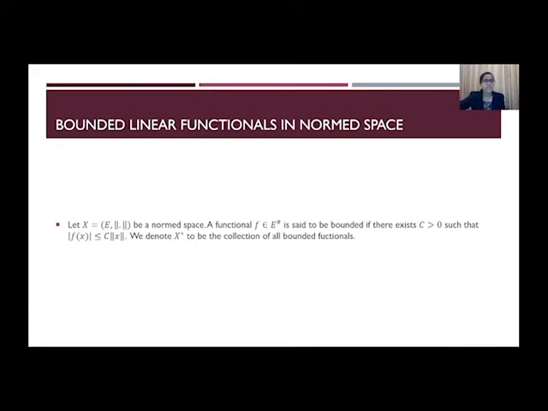So let's see. Let X = (E, norm) be a normed space. Then a functional f belonging to E hash is said to be bounded if there exists a c greater than 0 such that |f(x)| is less than or equal to c times norm x. This must be true for every x belonging to E.